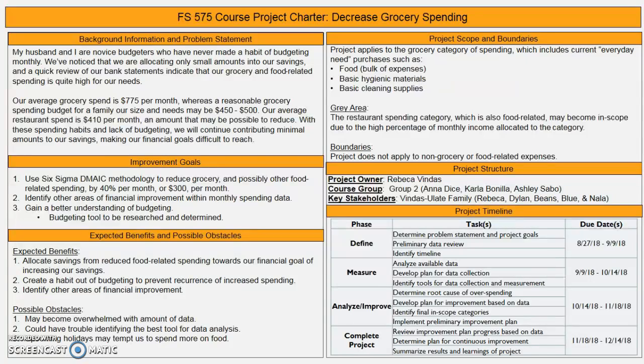So as far as the timeline goes, right now I'm in the define phase, and I've talked you through that. In the measure phase, I'm going to be looking at some more data that's available. I'm going to develop a plan for collecting that data, and again, identify those best tools.